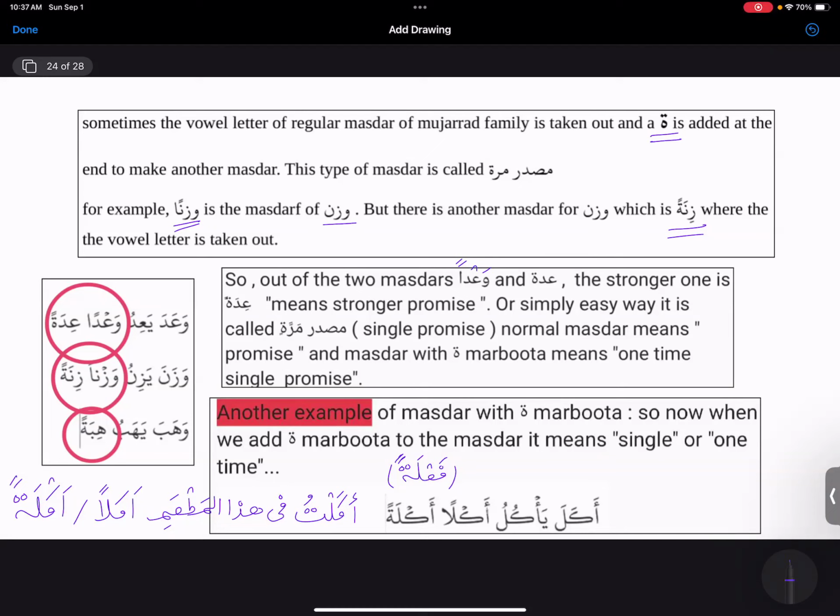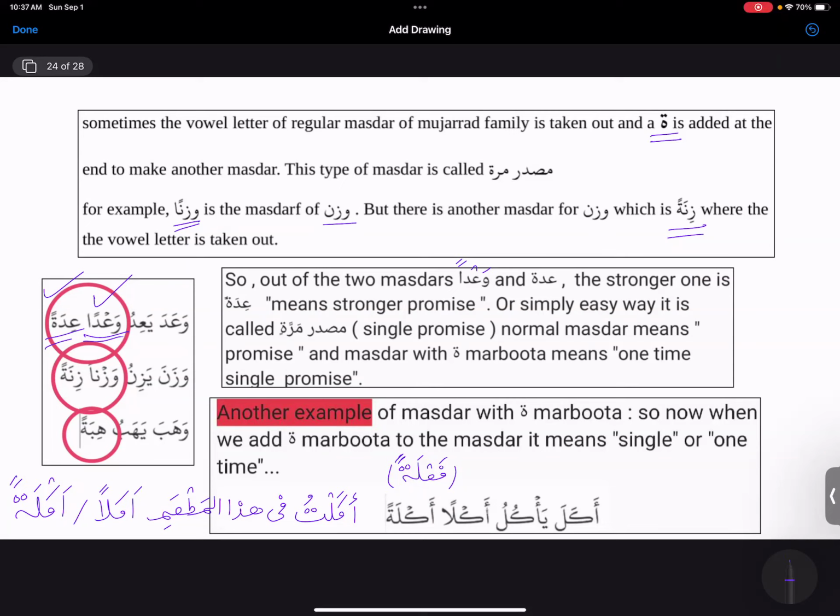For example, over here, wa'ada ya'idu, right? And then we have wa'dan and 'idatan. Now, what's the difference between wa'dan and 'idatan? Wa'dan is the regular promise, right? But 'idatun is going to be a stronger promise. Or it could be referring to a one-time promise. A specific one. Yeah.